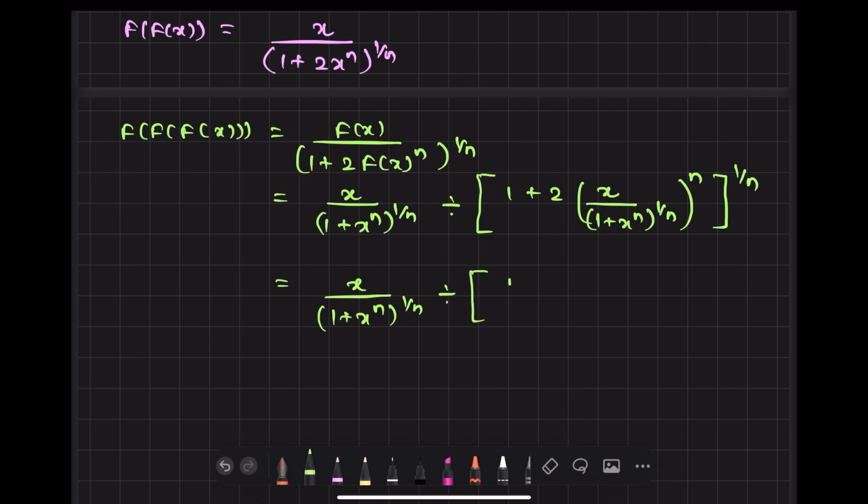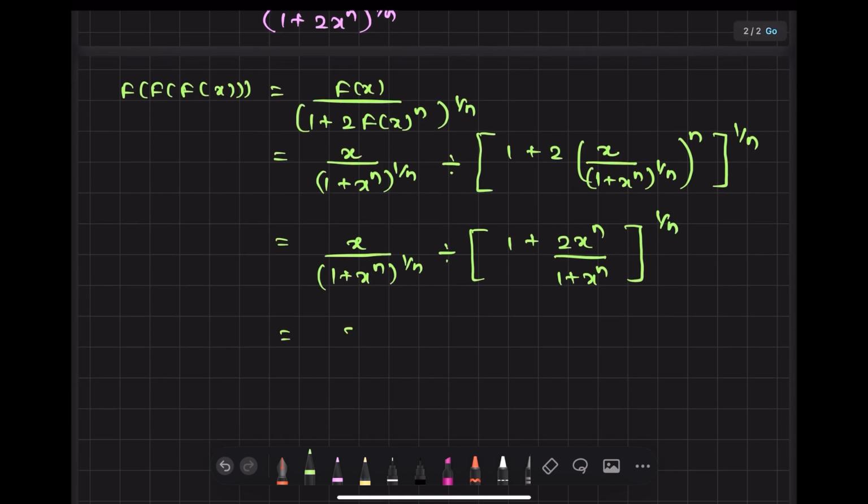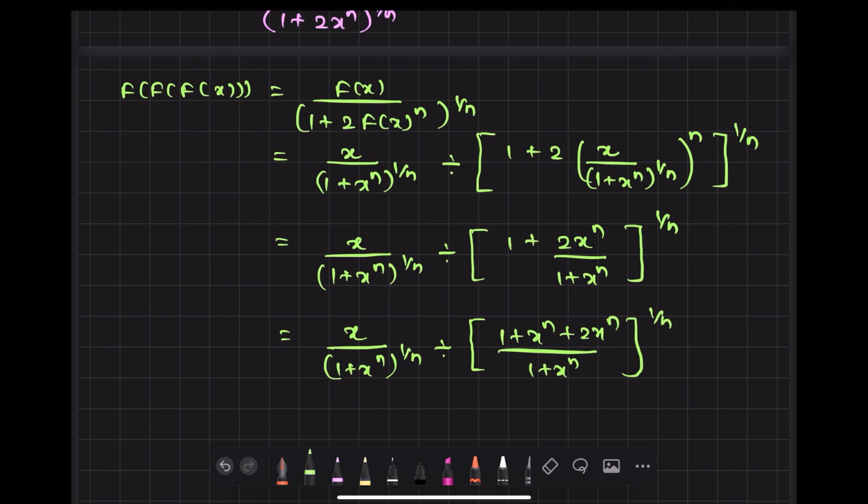So we have 1 plus 2 x power n. You know that power and this thing will be multiplied and you will get 1. So we have (1 plus x power n) whole power 1 by n. Okay, so again let's do it. (1 plus x power n) power 1 by n divided by, we have 1 plus x power n plus 2x power n upon 1 plus x power n, and whole power is 1 by n.